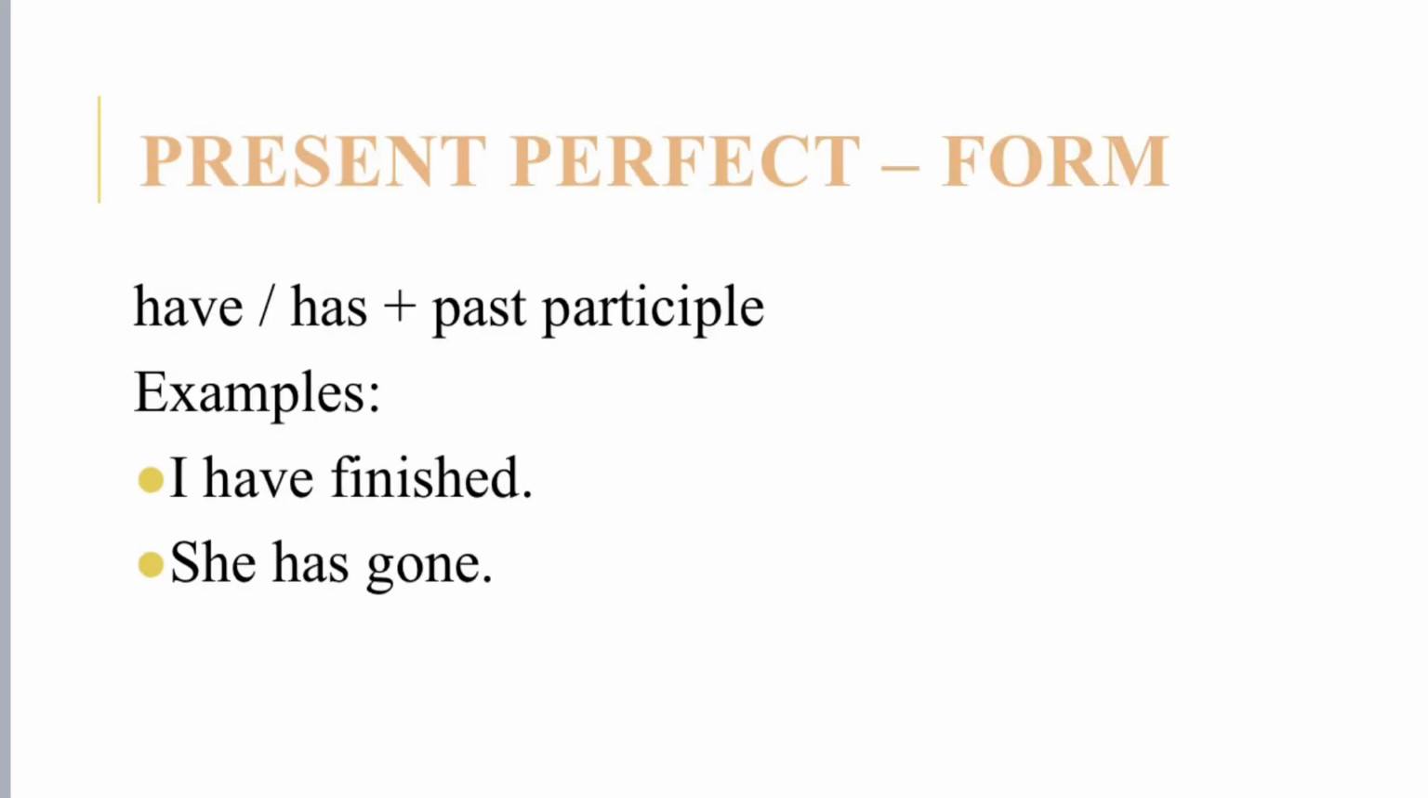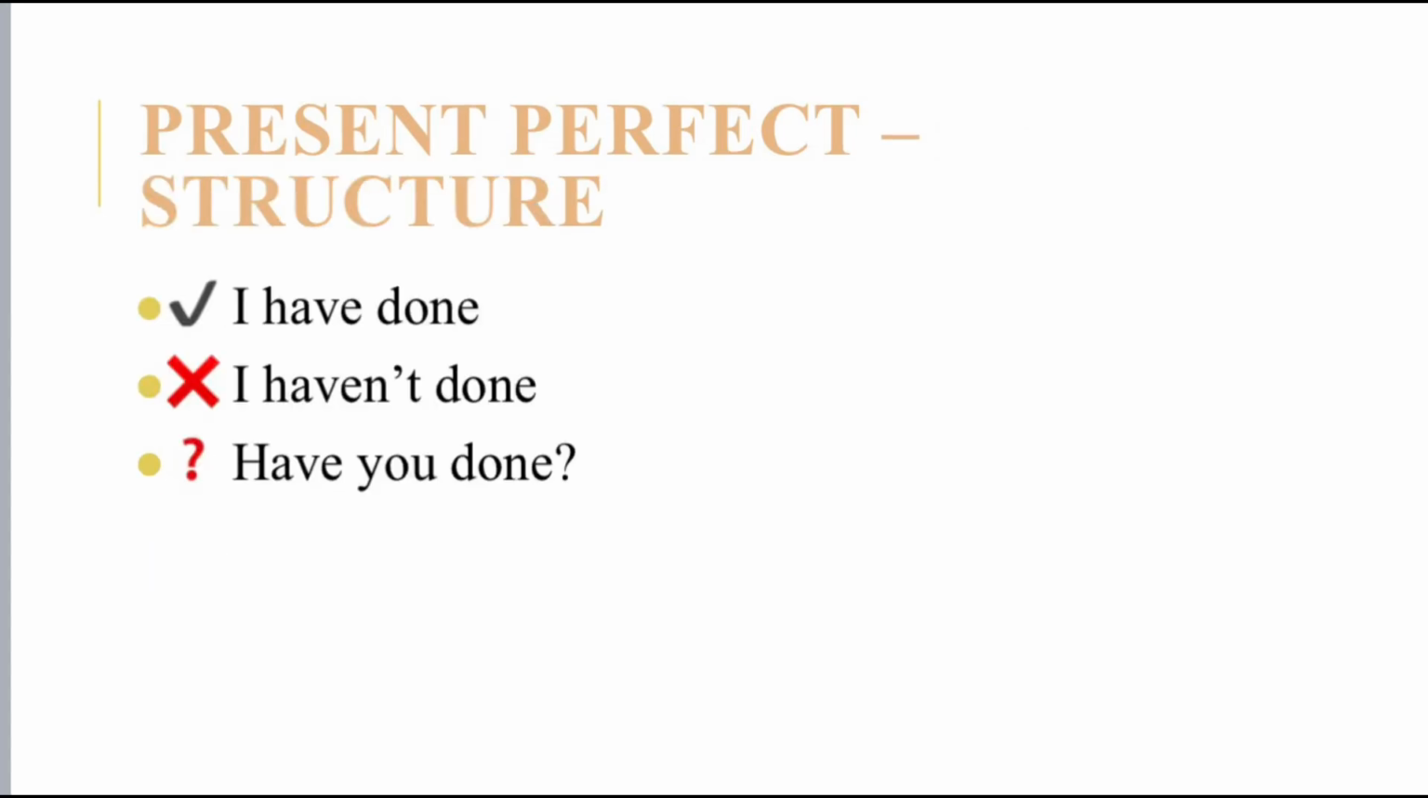Now let's move to the present perfect. The form is have or has plus past participle of the verb. For example, I have finished. She has gone. This tense connects the past with the present. The structure, positive, I have done my homework. Negative, I haven't done it. Question, have you done it? Or have you done your homework? Remember, use has with he, she, it. And have with I, you, they, we.